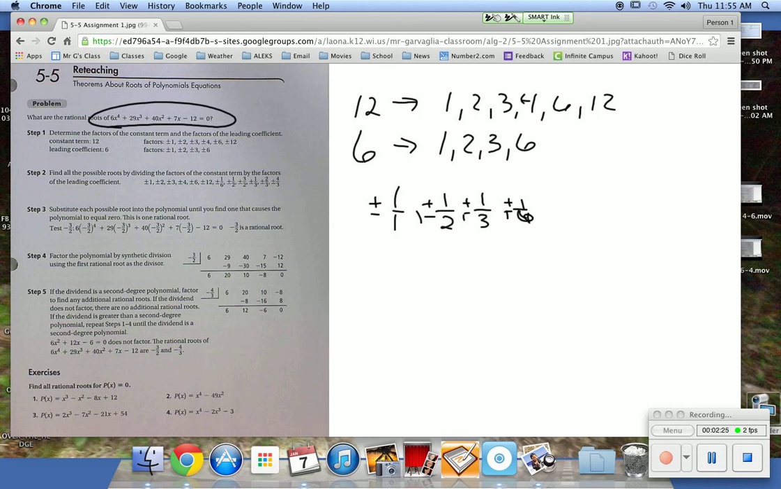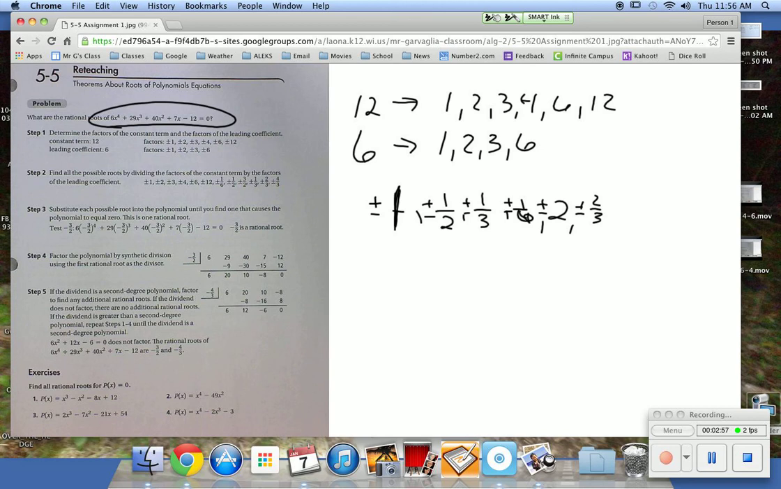That's a start. Now we take a look at 2 over 1, which is 2, plus or minus. 2 over 2 is just 1, and we've already got 1 right here, so we don't have to duplicate that. But we take a look at 2 over 3, plus or minus. 2 over 6 is 1/3, and we already have 1/3 here, so we don't have to do that one.